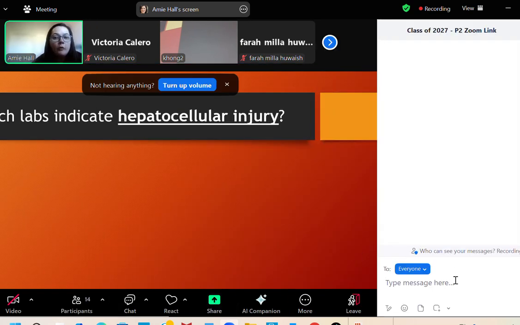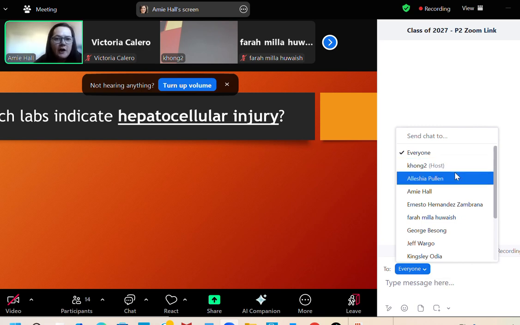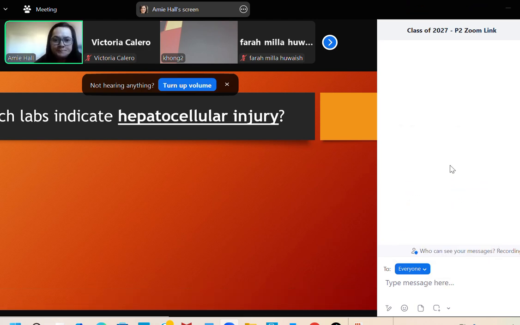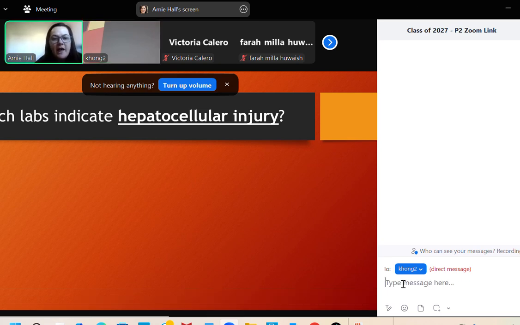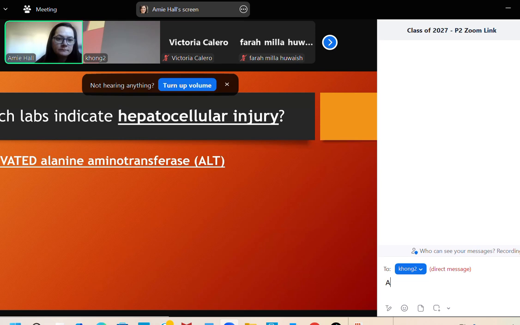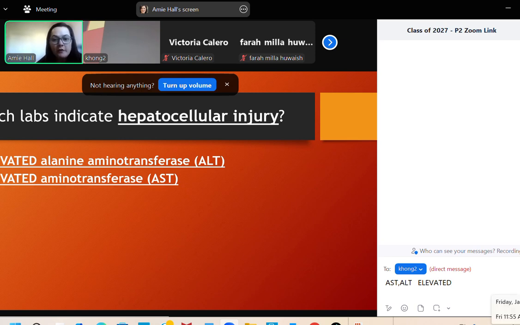All right. So what two lab values did we talk about that indicate hepatocellular injury? Does somebody want to shout it out? Okay. AST and ALT, and those would be elevated. So an elevated alanine aminotransferase, which is your ALT, and an elevated aspartate aminotransferase, which is your AST. So those indicate that there has been damage to the hepatocytes.